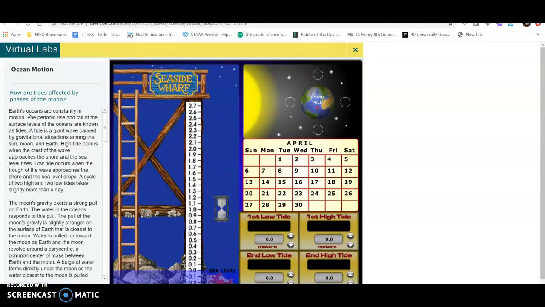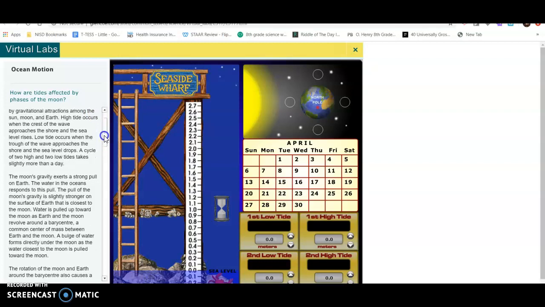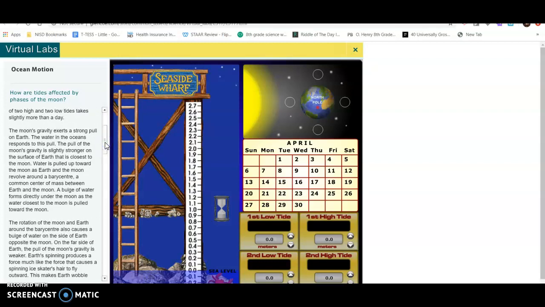Okay, it says, ocean motion. How are tides affected by phases of the moon? Earth's oceans are constantly in motion. The periodic rise and fall of the surface levels of the ocean are known as tides. A tide is a giant wave caused by gravitational attractions among the sun, moon, and earth. High tide occurs when the crest of the wave approaches the shore and the sea level rises. Low tide occurs when the trough of the wave, or the low part, approaches the shore and the sea level drops. A cycle of 2 high tides and 2 low tides takes slightly more than a day. We look at it as about 2 high tides per day, 2 low tides per day.